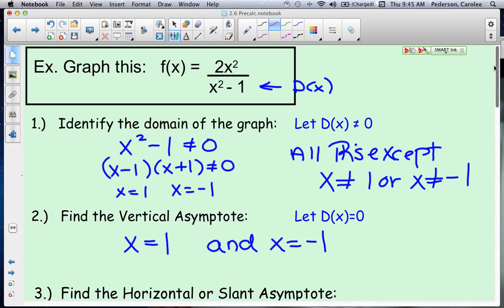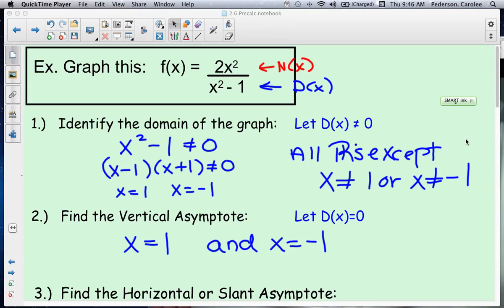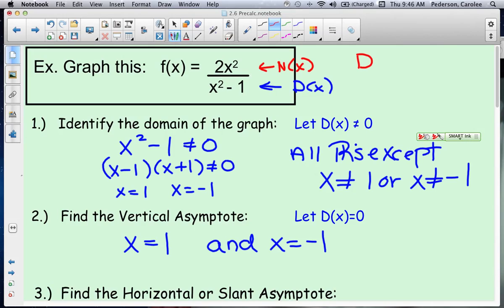So let's go back to the problem. This is my numerator. What's the degree of the numerator? 2. The degree of this one is 2. What's the degree of the denominator? It's also 2. So both the degrees are the same in the numerator and the denominator.